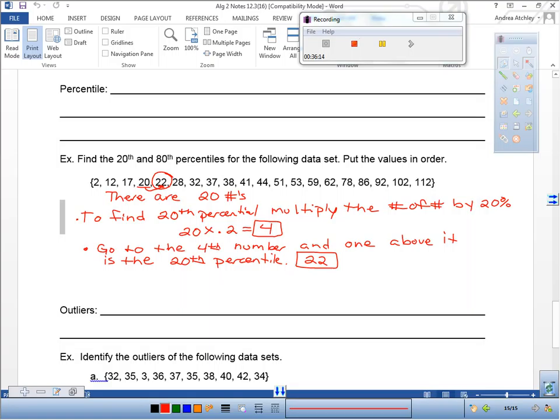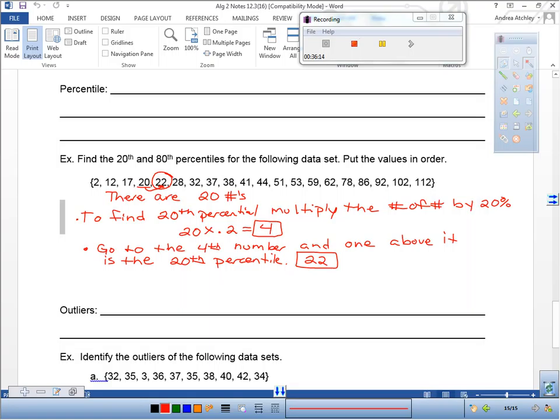If they're asking for the 20th percentile, yes. If they're asking you for the 30th percentile, then you multiply by 30. It depends on what percentile you're finding. Any other questions? Okay, so that means if you scored a 22, you scored above 20% of everybody who took it. If you scored less than that, then you scored less than 20% of the people. Does that make sense?